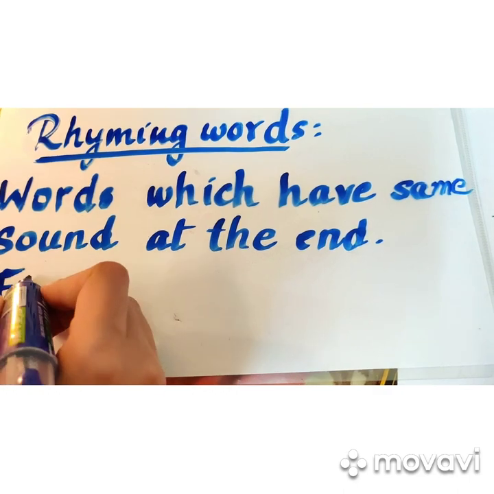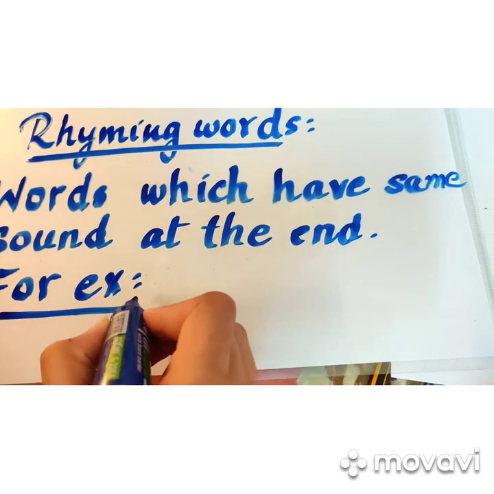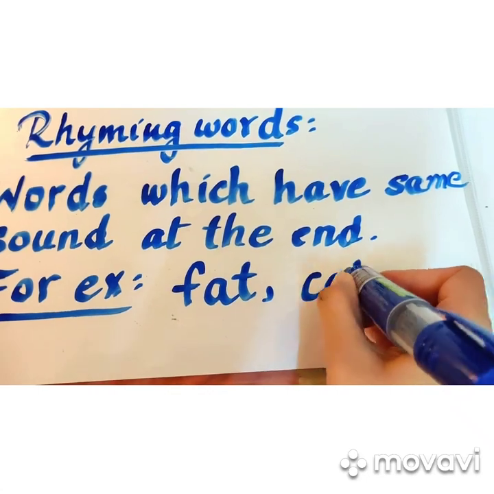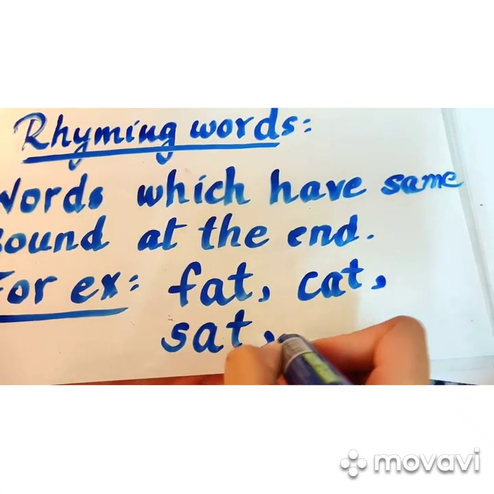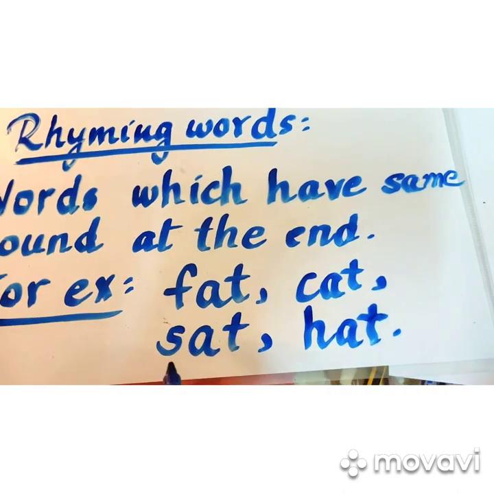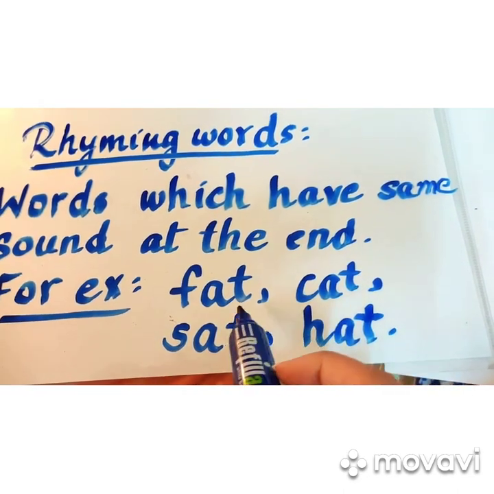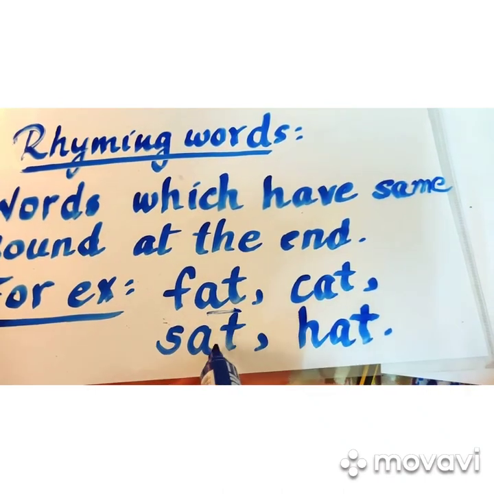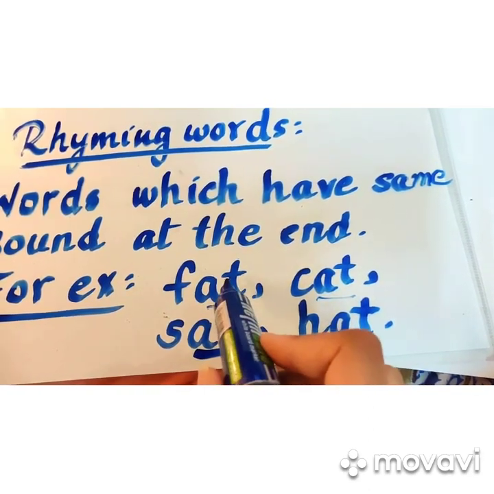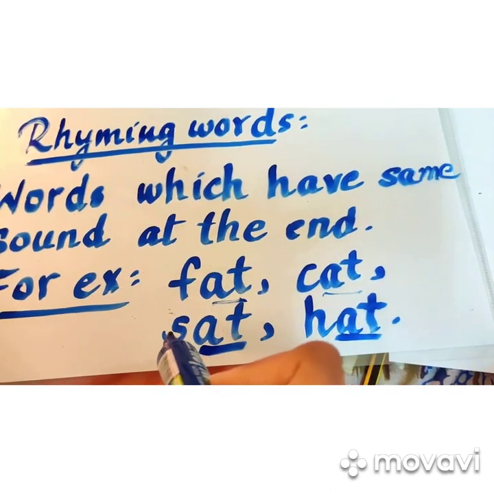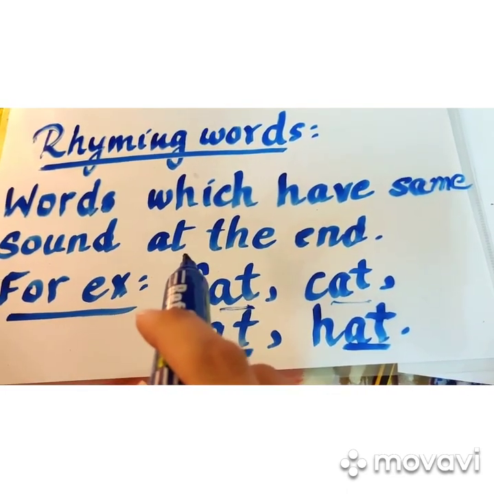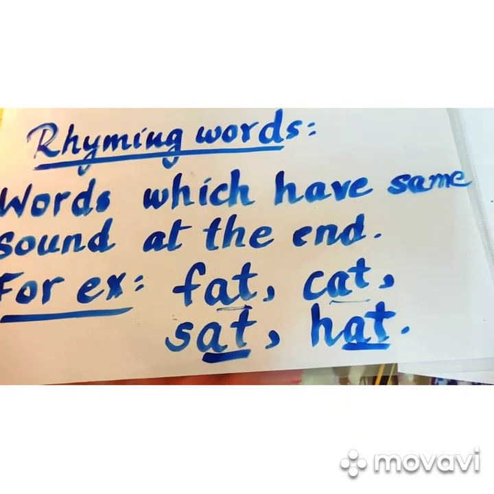For example, fat, cat, sat, or hat. Do you see something similar, something the same in these four words? Like, at. All these four words have the same sound at the end, not at the beginning or in the middle. So these are the rhyming words. I hope, students, that you understand what rhyming words are. Now you will be easily able to solve this exercise.